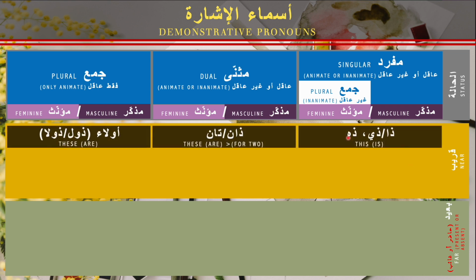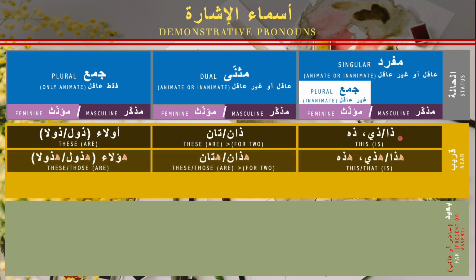The, the. When there is a slash in this table, it separates the masculine and feminine. مذكر مؤنث, right? So the, the. Then in the dual, than, tan. In the plural, ula, this is in the modern standard Arabic. For the whole plural, when it is animate only, is ula. But in the spoken dialects, you will hear other things like, for example, dol, dola. They are so common in spoken dialects today.